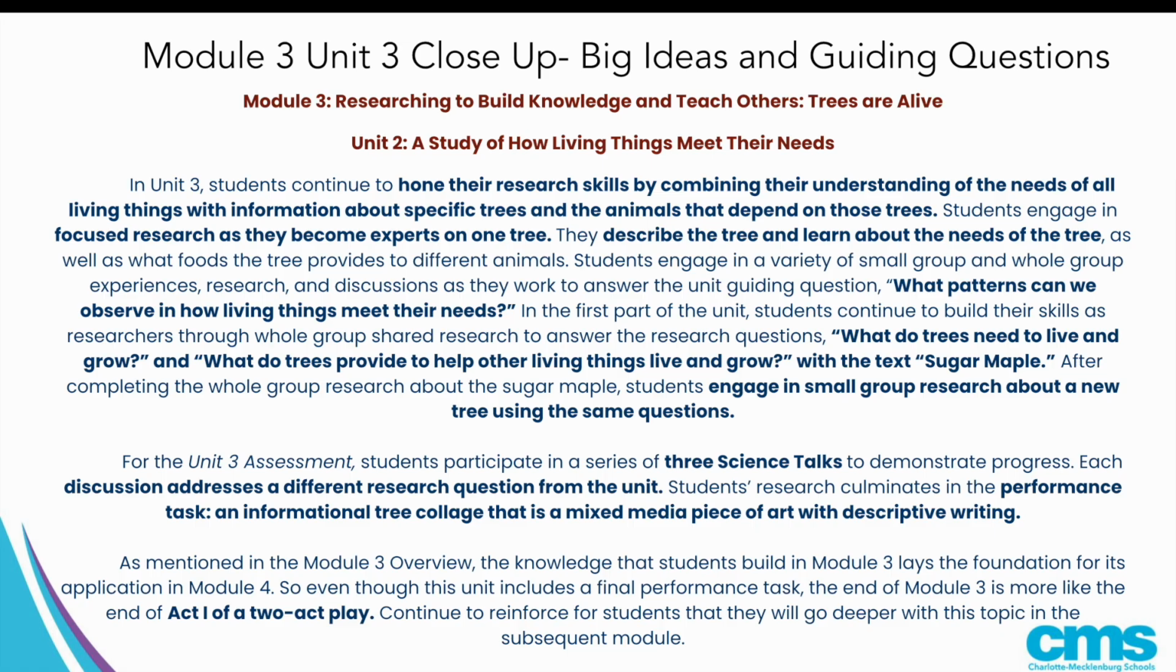So students will work on answering that guiding question, what patterns can we observe in how living things meet their needs. In the first part of the unit, students will continue to build their skills as researchers by engaging with a science talk and answering 3 different questions. What do trees need to live and grow? What do trees provide to help other living things live and grow? And they're going to be answering those questions with the text sugar maple.